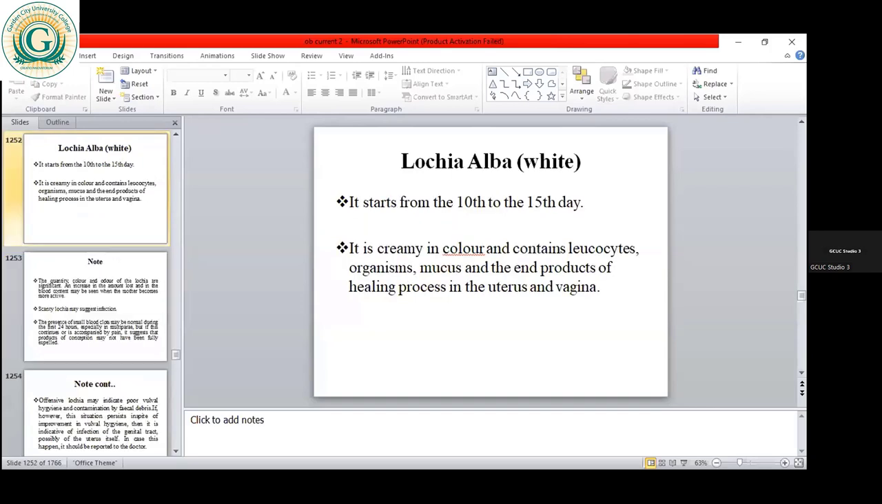From 10 to 15 days, two weeks after delivery, there shouldn't be any blood. This time, when the woman shows you the pad, you don't see any red color. The color is creamy, containing organisms, mucus, and end products of the healing process in the uterus and vagina. So that is what we have been asked to note.